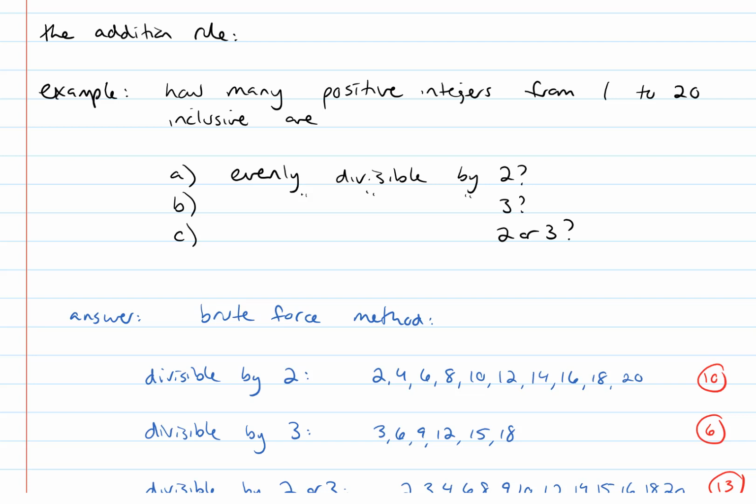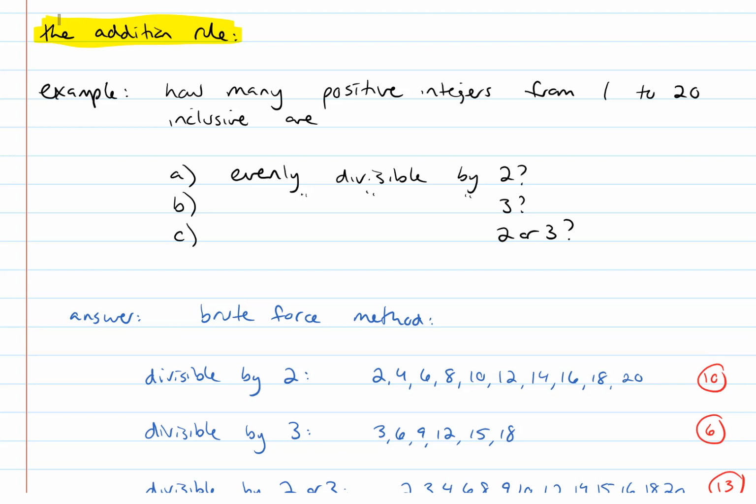So let's get started. Last time, we had just done an example, and I'd like to go over it again briefly to remind you of where we were before we move on. We looked at the addition rule, and the example we've done is how many positive integers from 1 to 20 inclusive are evenly divisible by 2, evenly divisible by 3, or evenly divisible by 2 or 3.